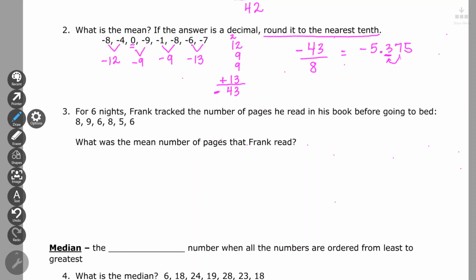So the 7 is going to make the 3 round up to a 4, so we have negative 5.4, and that is the mean for that data.